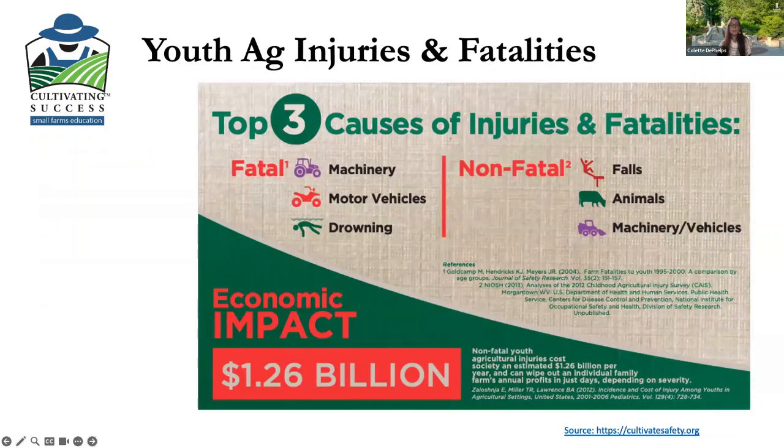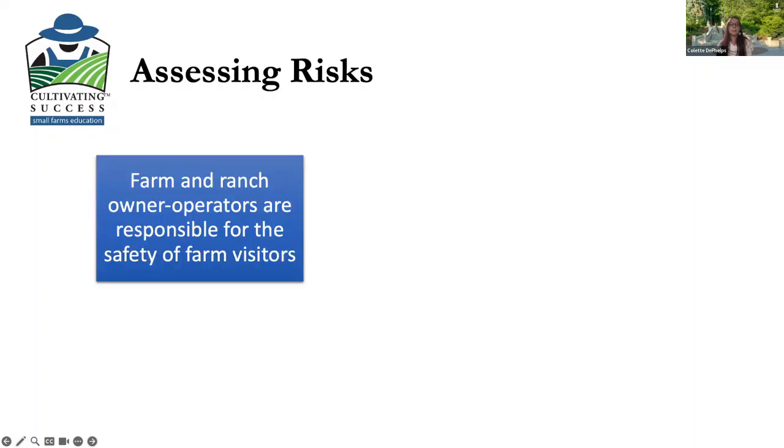of risk. So if we're looking overall at youth injuries and fatalities on the farm, the top three causes of fatalities are interaction with farm machinery, motorized vehicles, particularly things like four-wheelers, these off-road vehicles, and then children drowning on the farm. We often have water on the farm. There might be ponds, might be located adjacent to rivers and streams, and those are highly risk inducing. Non-fatal injuries include falls, interactions with animals, and machinery and vehicles. So we're going to look at these in a little bit more depth when we talk about assessing risks.